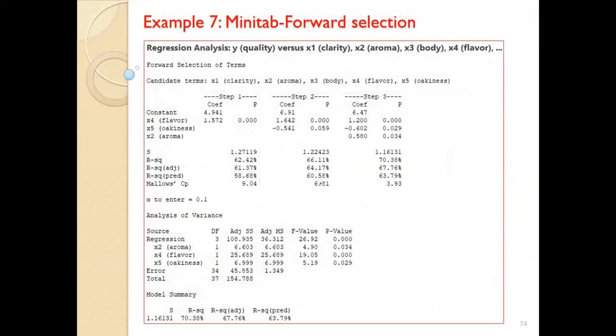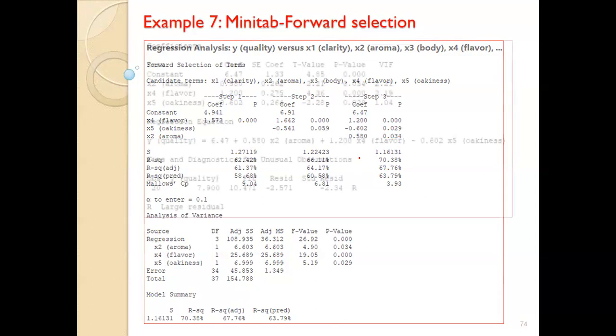With forward, you start from no model and add variables step by step. Step 1, only x4 is important. Step 2 we have x4 and x5. And step 3 is x4, x5, x2. And the others are not significant. Only 3 steps for this.